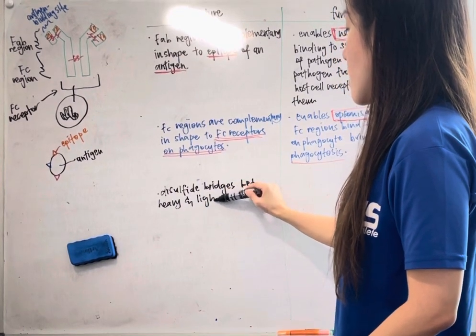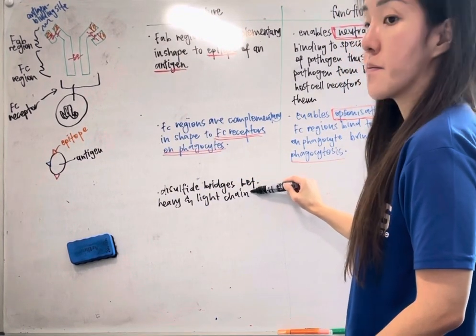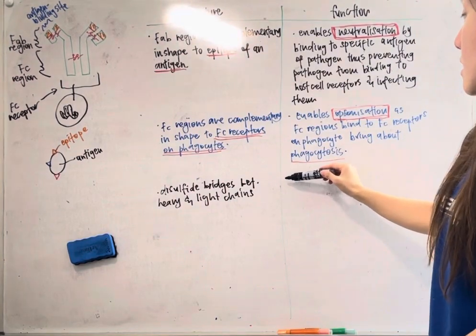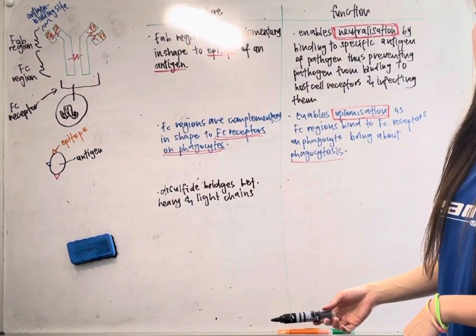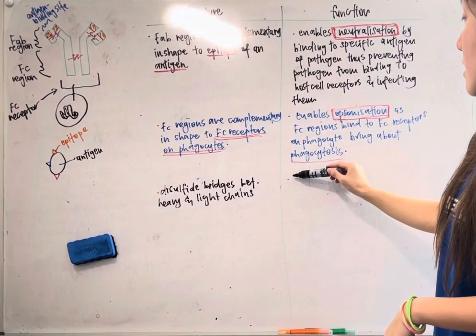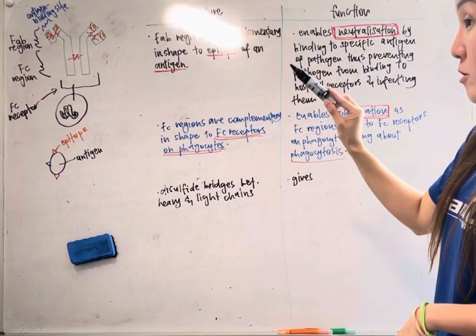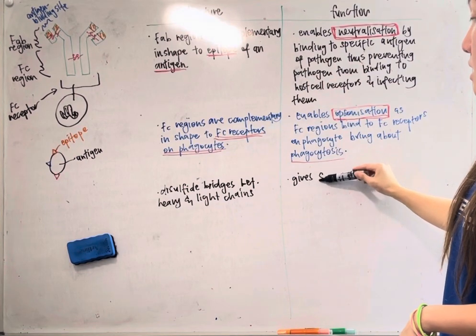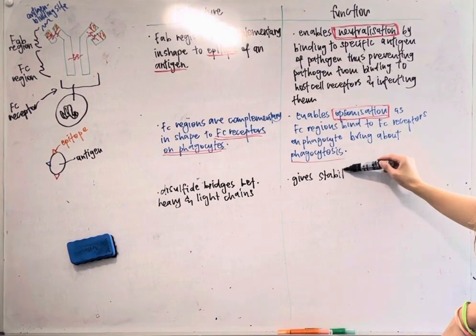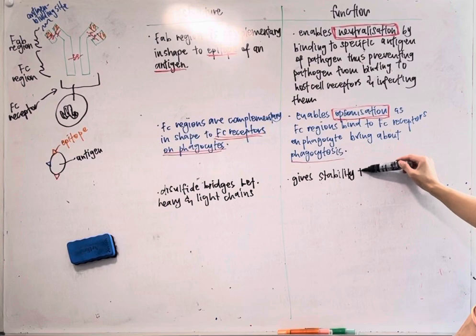What's the significance of having this? To bring about? Because it is covalent in nature, it is not easily broken. So you give stability to the quaternary structure.